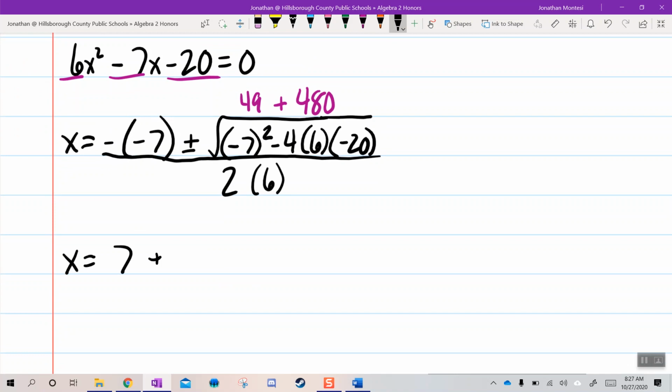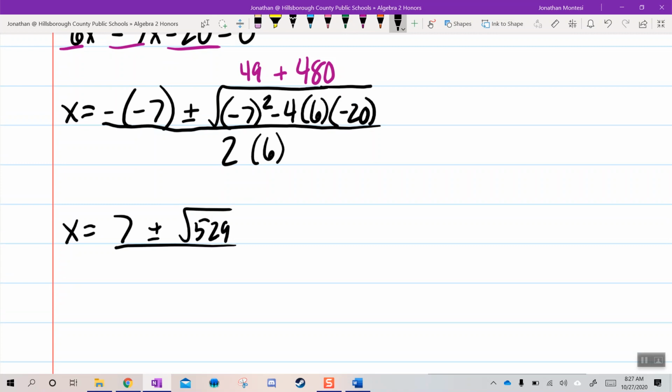7 minus, plus, 49, 529. Is that a perfect square? It is. Nice. That's a perfect square. Always check that first. All right, so we can actually get some regular answers for this. 7 plus or minus the root of 529, which is 23, over 12.